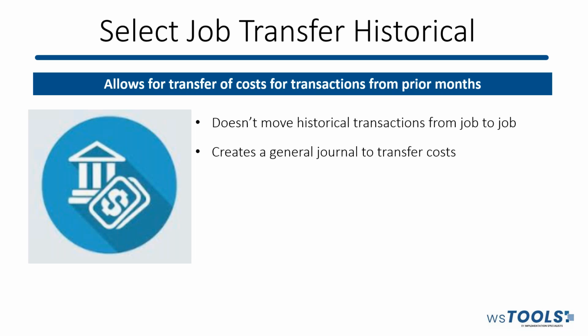Because of job cost and its month-end procedures, we can't physically move transactions that have posted into historical months because that could change your POCs and throw things off. So again, it'll just be doing a journal entry in the current period for those costs. But we will allow you to view the transactions to see what costs were posted and specifically identify which ones you want to transfer from one job to another.